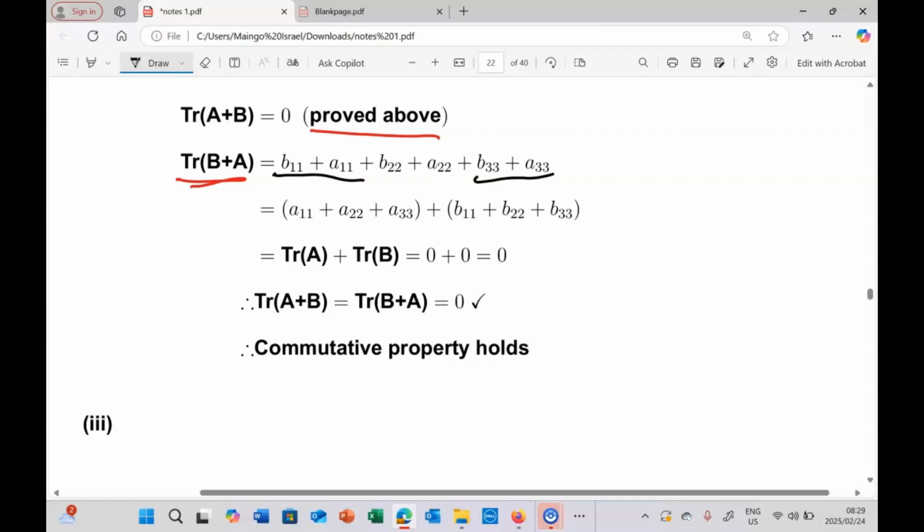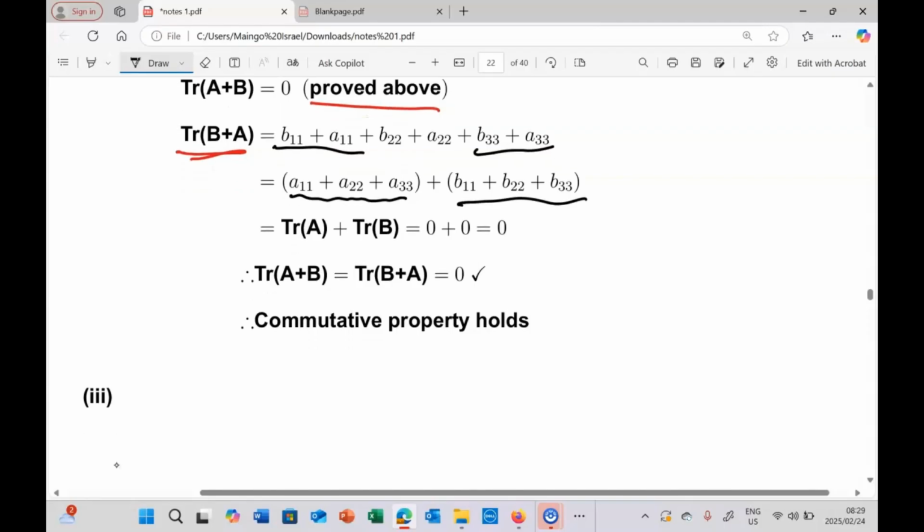So when we group them, we have the A's together, A11 plus A22 plus A33, and B11 plus B22 plus B33. We know that this is just the trace of A, this is just the trace of B. The trace of A is 0, the trace of B is 0. That means the trace of A plus the trace of B is 0. So this means that the trace of A plus B equals the trace of B plus A equals 0. That means the commutative property holds after proving this condition. So that's what we are talking about.